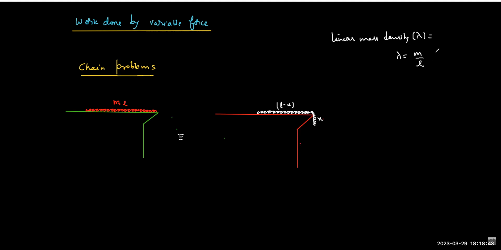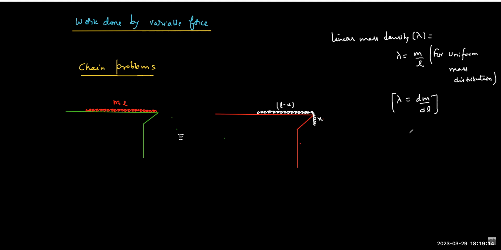So if the mass is uniform, we write M by L as lambda. For uniform mass distribution, but in general we write dm by dl. So if dm is the mass of the elementary length dl, lambda at that elementary location is dm by dl.